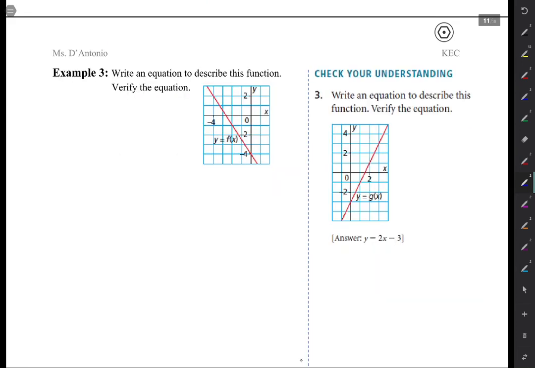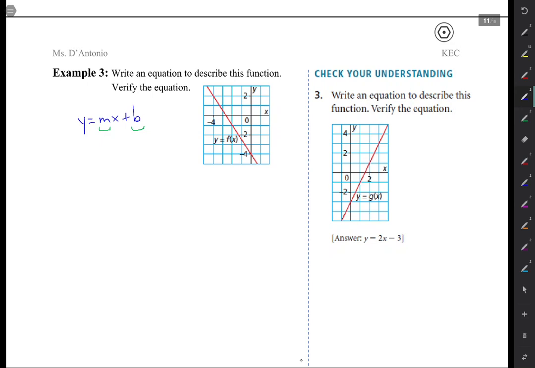So in example 3, we need to write an equation to describe this function. So the equation type we're going to use is the slope-intercept form, which is y is equal to mx plus b. So we need to figure out the m value and the b value, or in other words, the slope and the y-intercept.